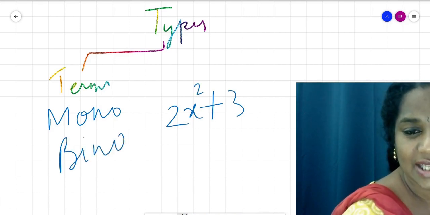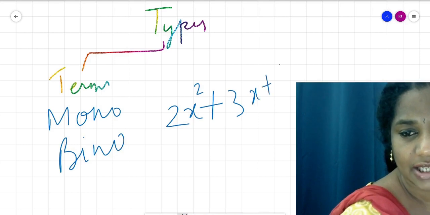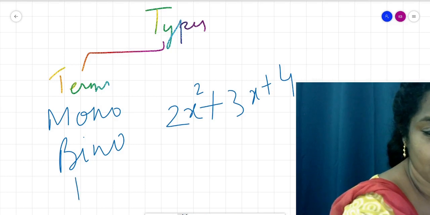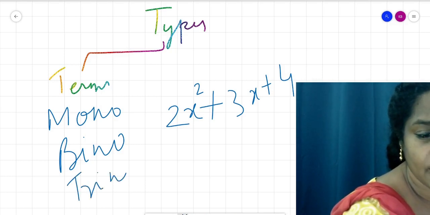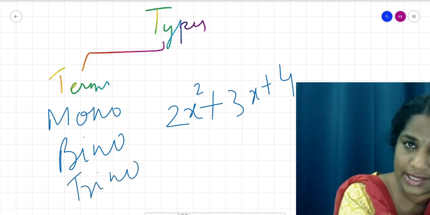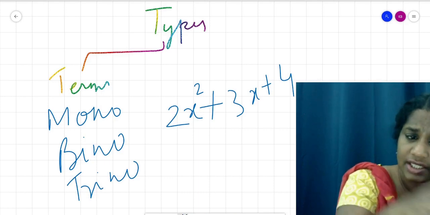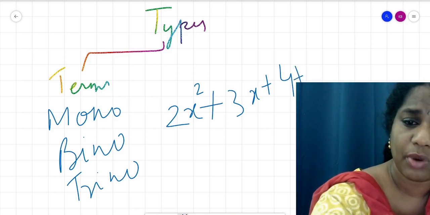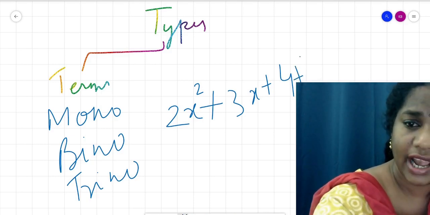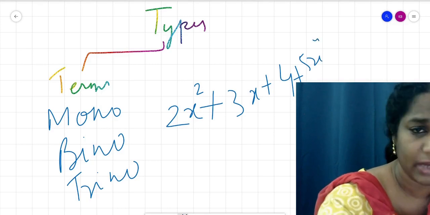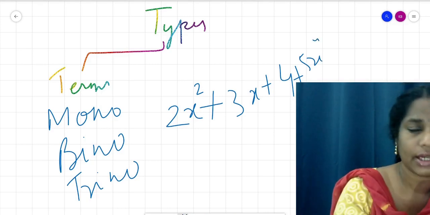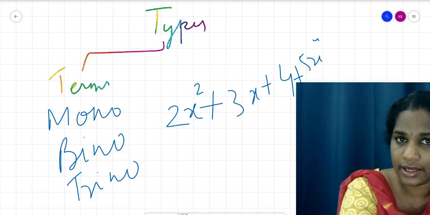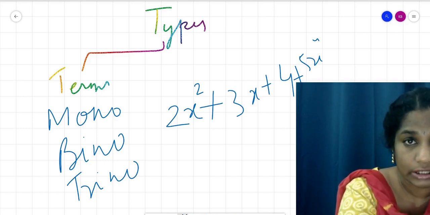Now it is 2x square plus 3x plus 4. 3 terms. What is it? Trinomial. Or it is also called a polynomial. After this, there are many, but they are all together called polynomials only. If I add 5x raised to 4, however many terms come, all of it will be combinedly called polynomials only. Okay, so this is how you classify it based on terms.